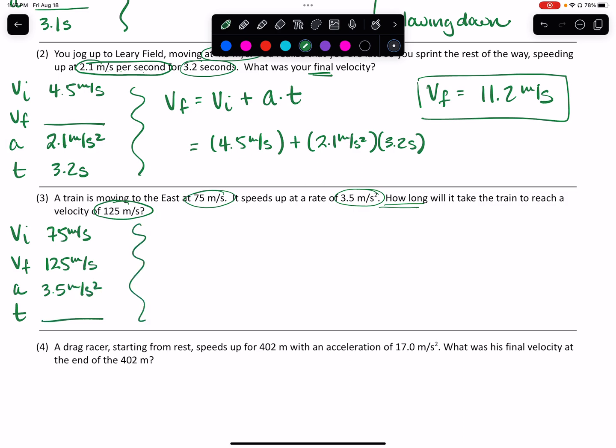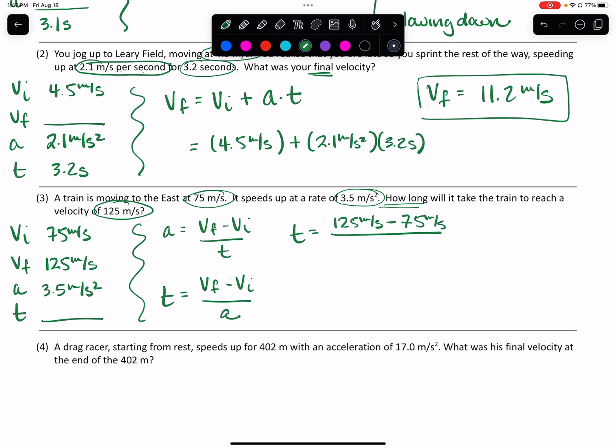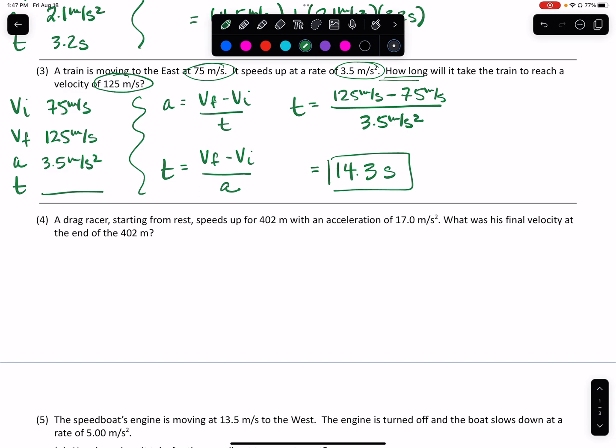Now I'm going to take my acceleration formula, v final minus v initial over t, and rearrange it to solve for time. So time is going to be v final minus v initial over acceleration. Then I'm going to plug in my values. So I have 125 meters per second minus 75 meters per second, divided by my acceleration of 3.5 meters per second squared. I plug all that into my calculator, and I find that this is going to take 14.3 seconds.